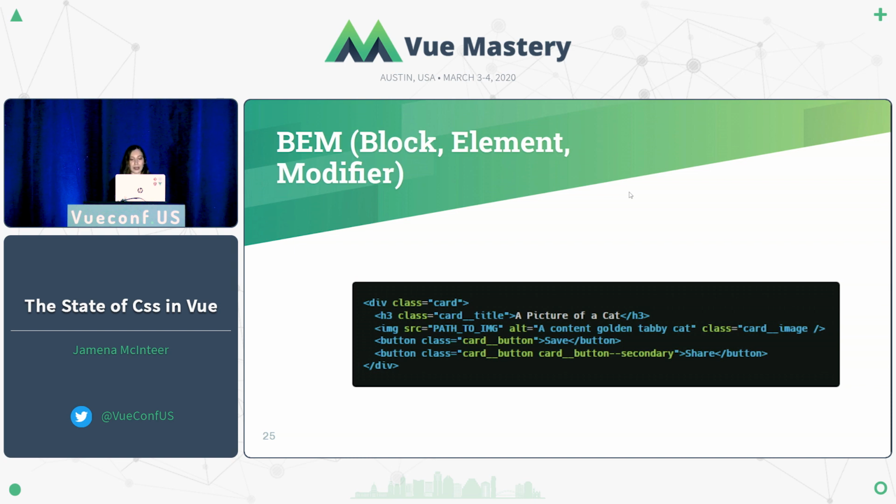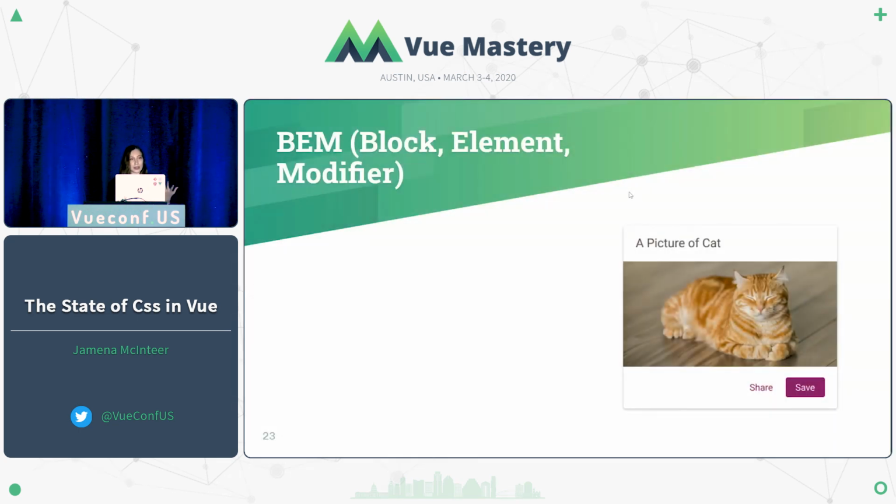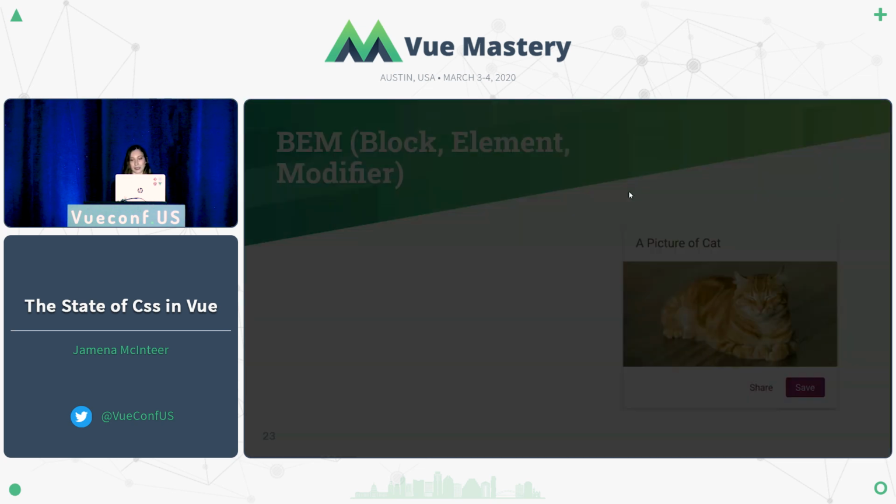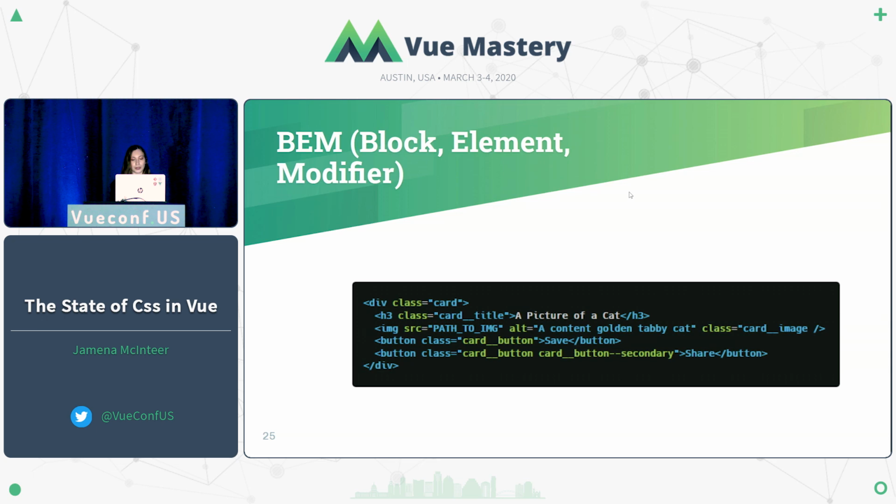Now when it comes to modifiers, that's the second button there. We add a class with the format card, or block, underscore, underscore, button, or the element, hyphen, hyphen, the modifier. And this is added in the class list in addition to the element. So it's going to have all the styles that the main button has, but then the modifier class is going to change that in some way. So in this case, we're removing the background image, and we're changing the background color, and we're changing the color of the text. So that's what the modifier class is going to be doing.